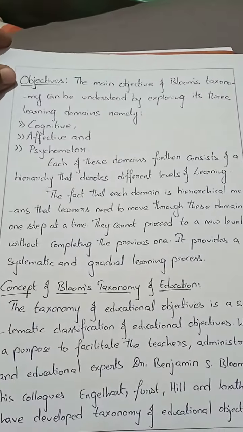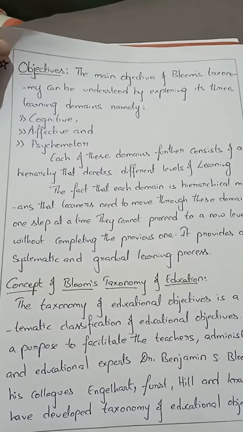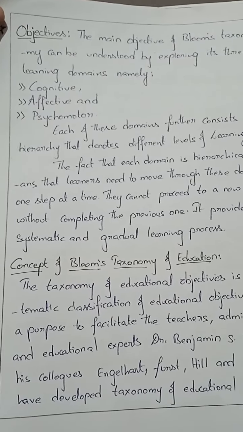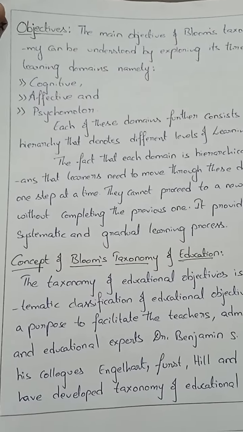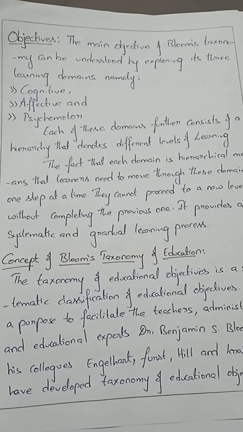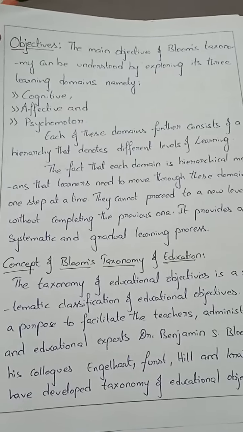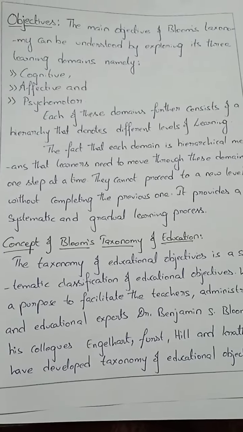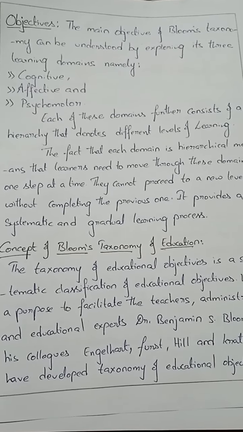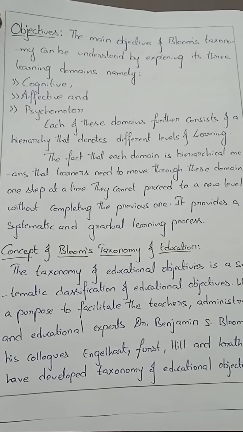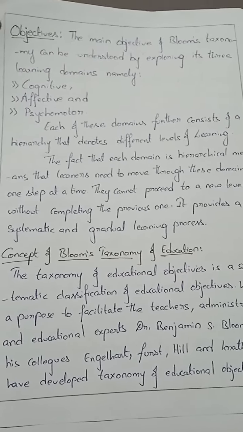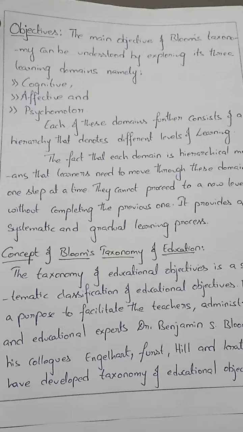The main objectives of Bloom's taxonomy can be understood by exploring its three learning domains, namely the cognitive domain, affective domain, and psychomotor domain. Each of these domains further consists of a hierarchy that denotes different levels of learning. The fact that each domain is hierarchical means that learners need to move through these levels one step at a time. They cannot proceed to a new level without completing the previous one. It provides a systematic and gradual learning process.